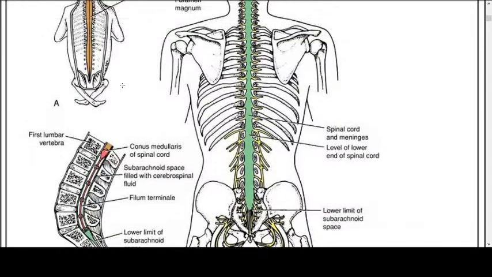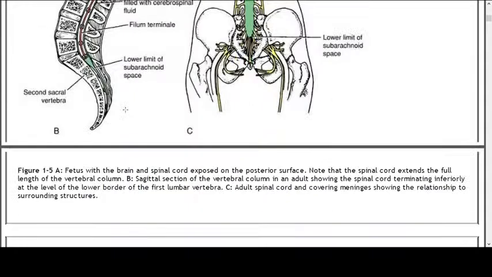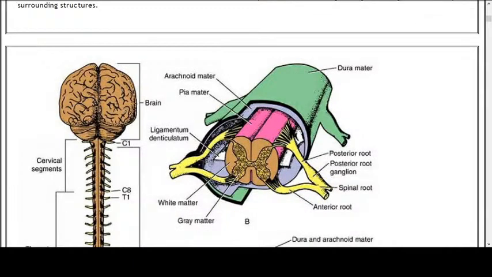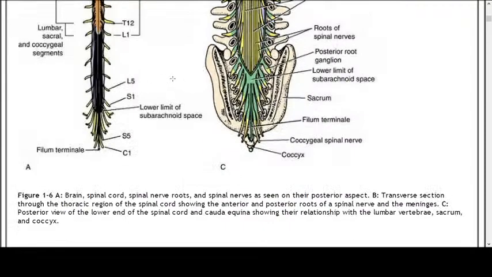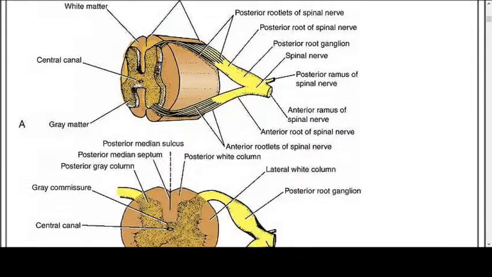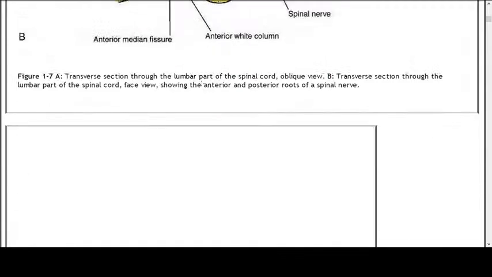So this one basically explains the size of the spinal cord, I guess. And this is the brain structure. This is the spinal cord with its processes supplying the various parts of the body. Basically these are all explaining about the spinal cord.